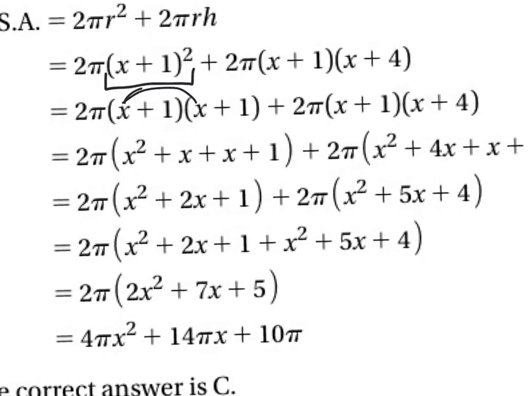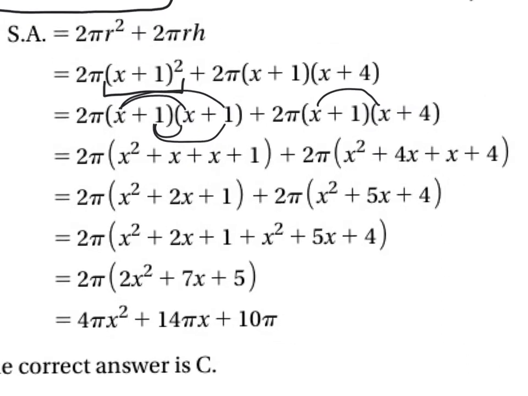X times x is x squared, plus 1x, plus 1x, plus 1. And then over here, same thing. X times x is x squared, x times 4 is 4x, plus 1x, plus 4. Then they combine the middle terms together. 1x plus 1x is 2x over here. 4x plus 1x is 5x.